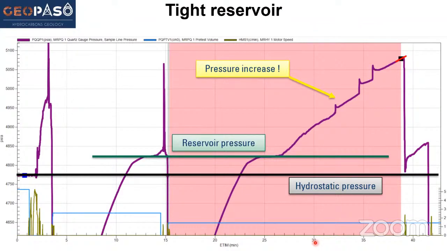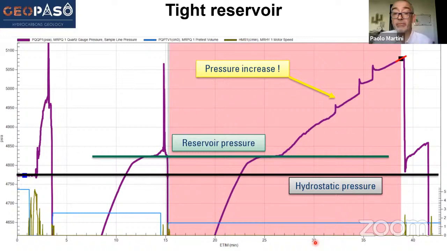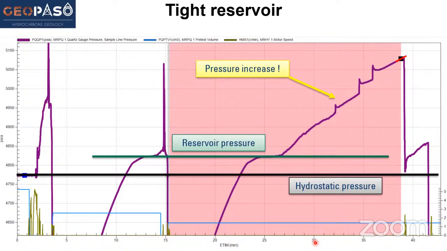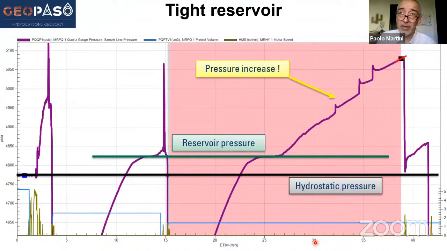So I think just the last question. How does hole geometry affect the data? Hole geometry, yes. Well, hole geometry affects the acquisition, not the data.